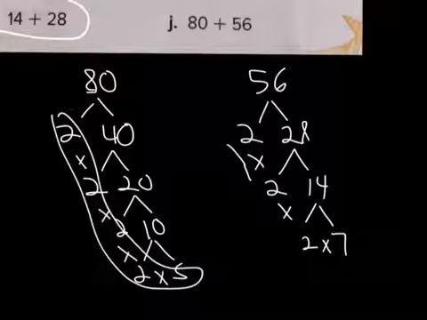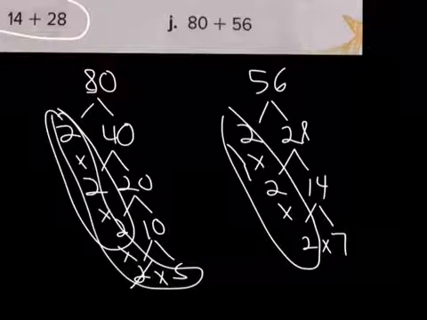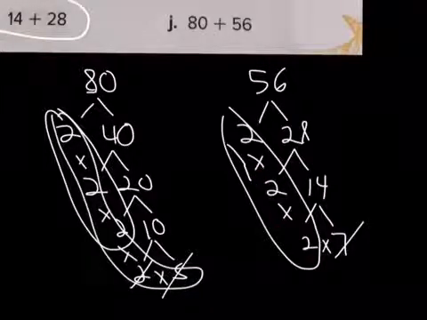So what do I have in common? Let's see. I have these 3 2's and these 3 2's. I don't have a 2 on this side, and I don't have a 5 on this side, I don't have a 7 on the other side. So yeah, it is 8. 2 times 2 is 4, times 2 is 8.